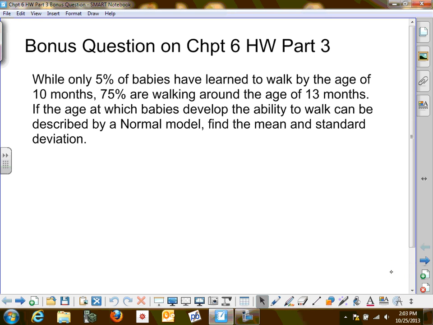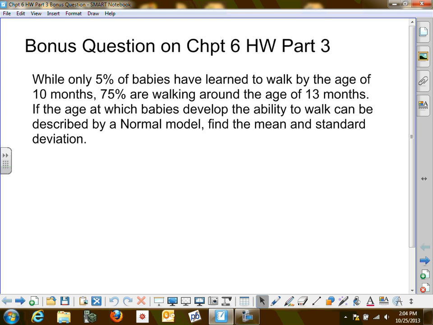Guys, let's go through this bonus problem because we did not get a chance to do that before the quiz. So let's go ahead and make sure we can do this. All right. So the first thing that I want to do is make sure that this is working. There we go. Okay. So what happens is you have two unknowns with this question.